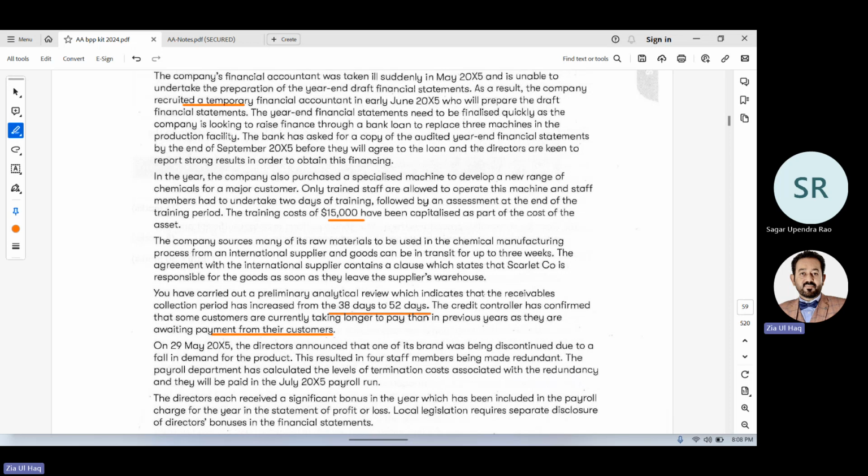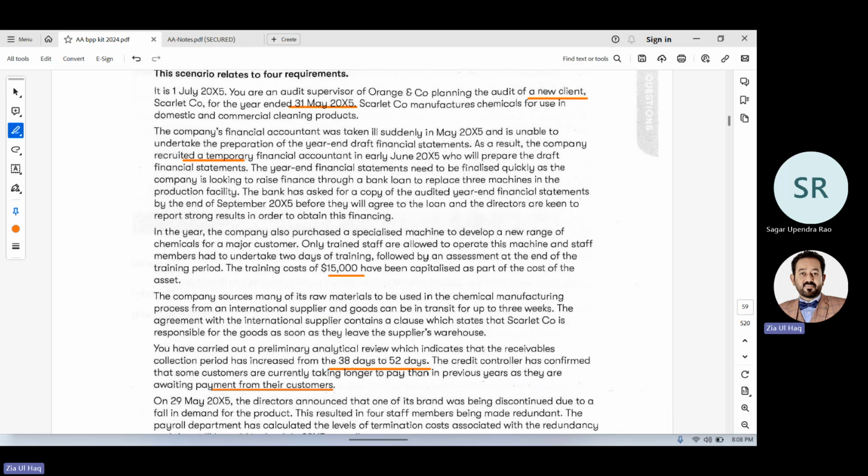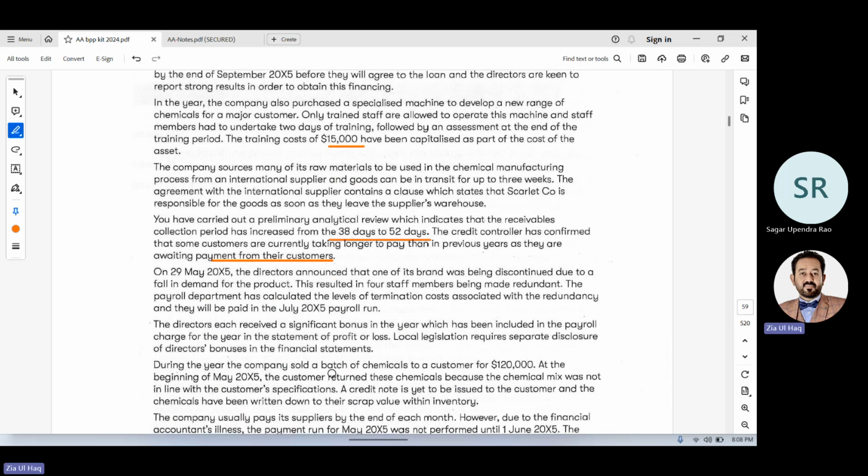So on 29th of May, what was the year end? 31st May, 2 days before year end. On 29th of May 20X5, the director announced that one of its brands was being discontinued due to a fall in demand for the product. And they are going to discontinue one of their brands. This resulted in 4 staff members being made redundant. There should be a redundancy provision.